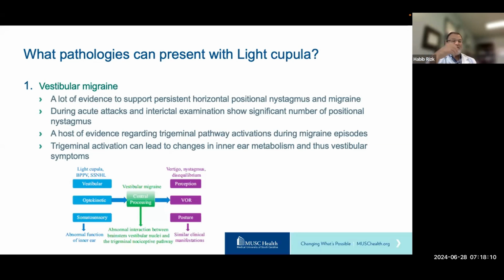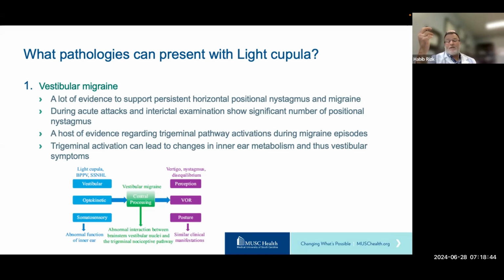We cannot talk about light cupula or any vestibular talk, quite honestly, without bringing up vestibular migraine. Positional nystagmus has long been known to be associated with migraine. Even in the 1960s, when Asher was describing the types of positional nystagmus, there was type 1, the typical BPPV, type 3, the typical vertical positional nystagmus that is of a central pathology, and type 2 was listed as a migraine positional nystagmus. And conceptually, how could migraine cause that?